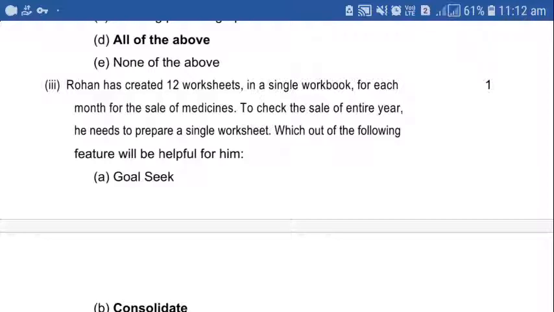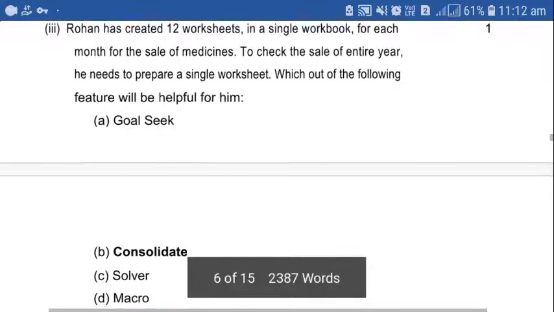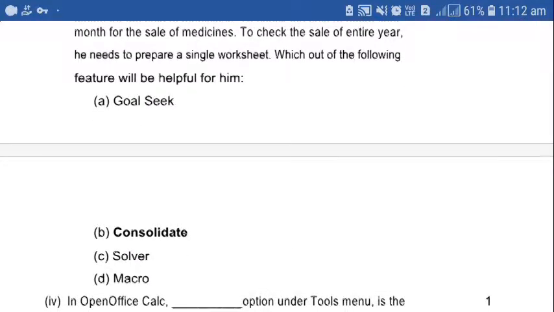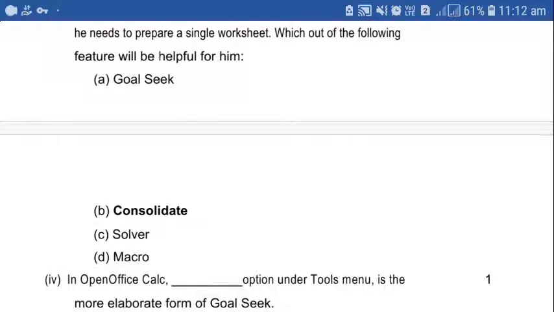Now question number 3, Rohan has created 12 worksheets in a single workbook for each month for the sales of the medicine. To check the sale of the entire year, he needs to prepare a single worksheet. Which out of the following features will be helpful for him? So which features? Number 1 is goal seek, number 2 consolidate, number 3 solver and number 4 macro. So the best answer is consolidate.